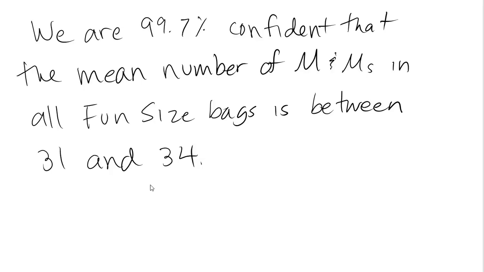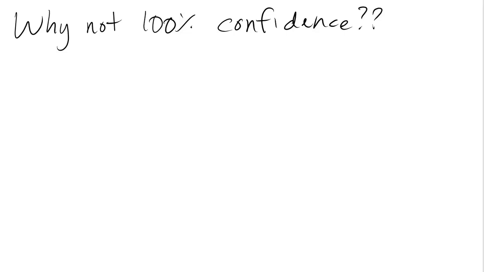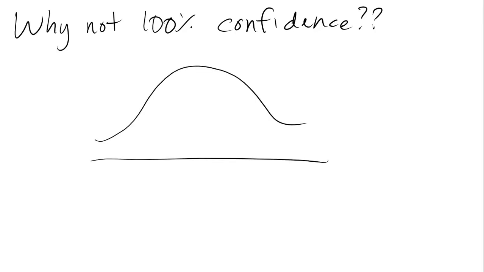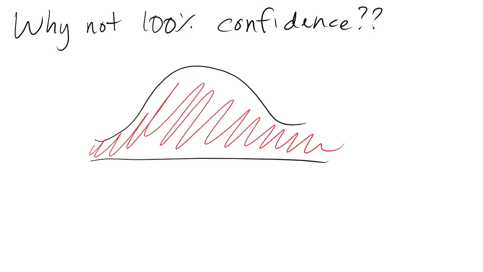Well, if we can say how sure we are that we're right, why not go for 100% confidence? Like, what's stopping us from going there? Well, in order to get 100% of all possible sample means, you'd have to go all the way to the left and all the way to the right. In order to get 100% of the area, you can't stop anywhere. You have to go forever. So we could say we are 100% confident that the mean is between negative infinity and infinity.